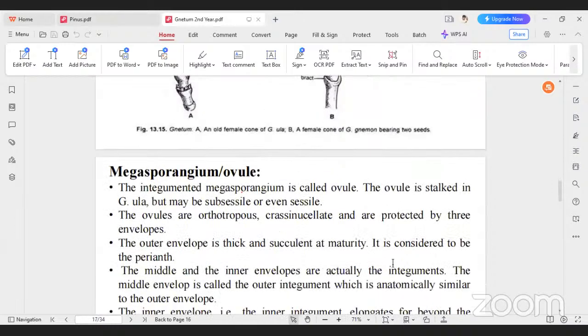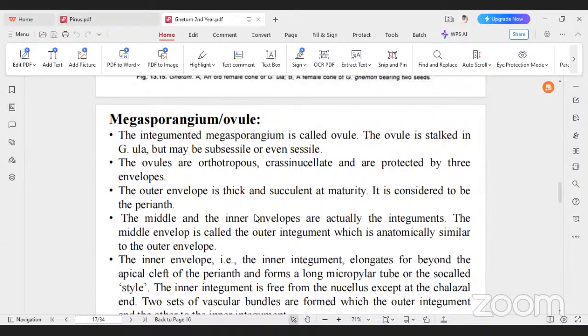Megasporangium, or ovule. Let's see the megasporangium or ovule. An integumented megasporangium is called an ovule. It has a stalk. The ovules are orthotropous. The type of ovule is orthotropous. Crassinucellate or tenuinucellate, I will tell you later. Remember, the ovules are orthotropous ovules.